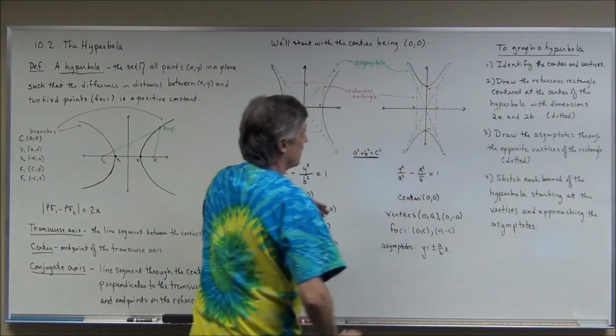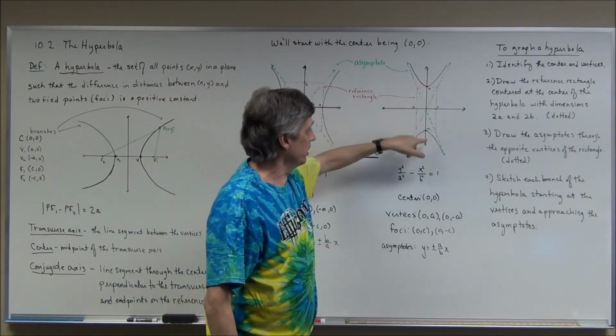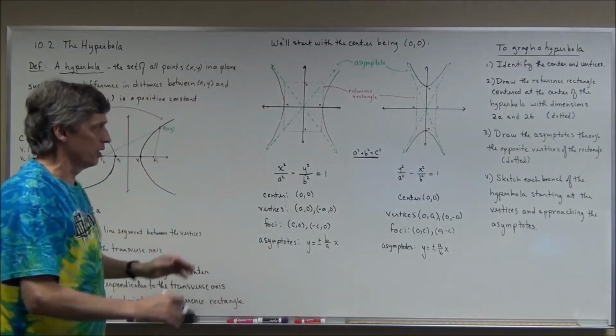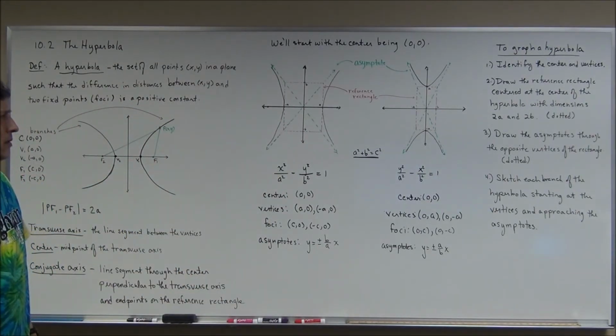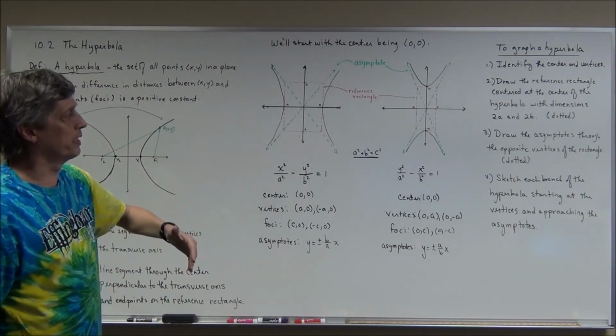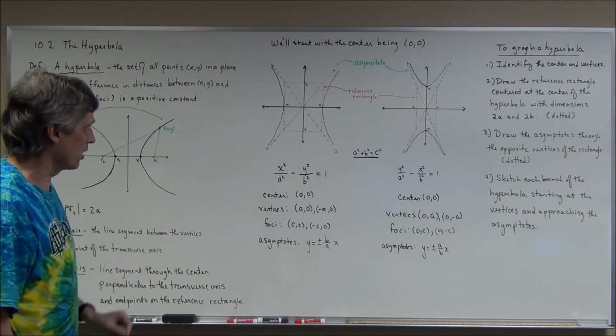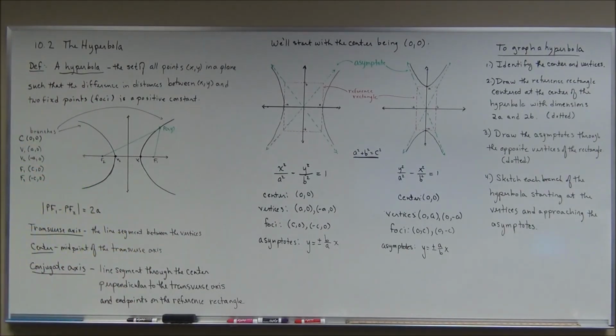Now notice here, in some cases the branches open very wide, and in this case the branches open a little bit more narrow. That's going to happen, and that's going to also bring in the idea of something that we discussed with ellipses called eccentricity, but we'll talk about that in one of the next videos.